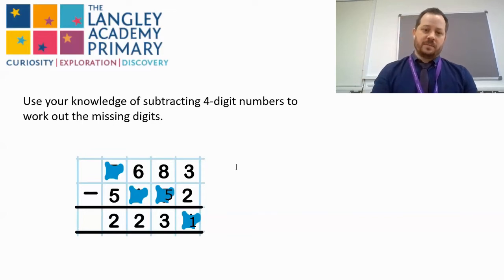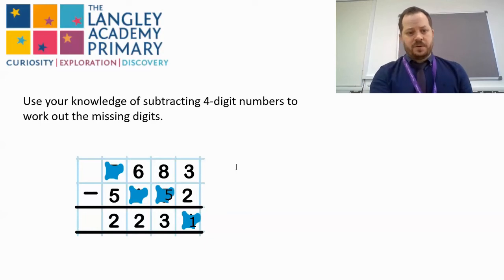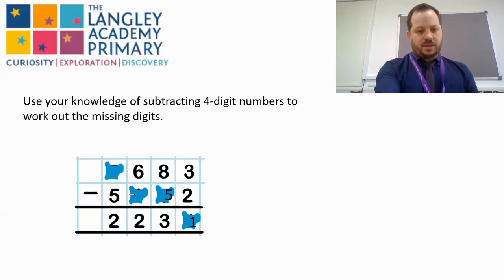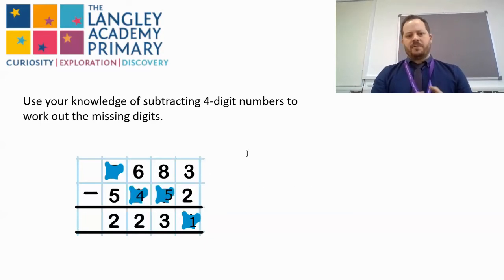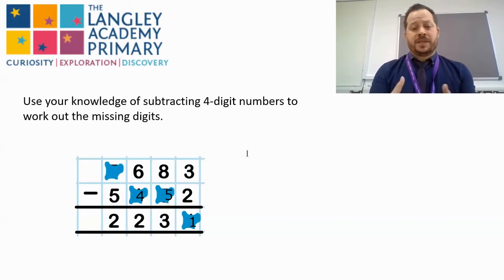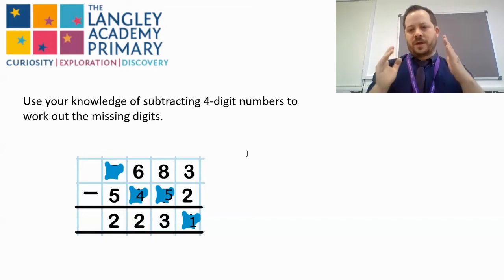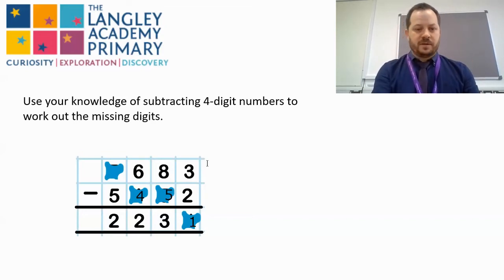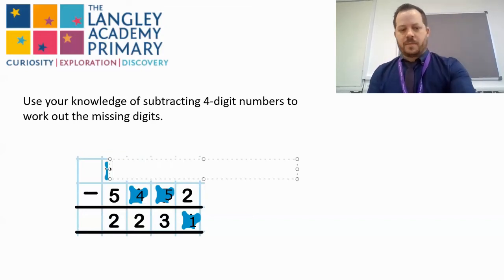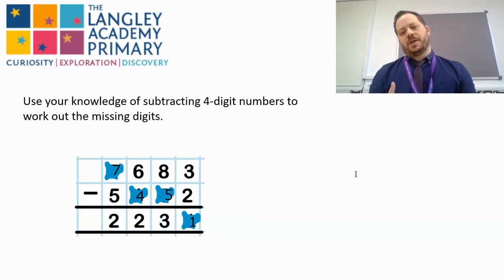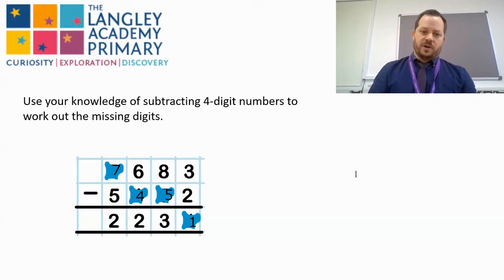Then I can do the same for the hundreds column. 6 minus what equals 2, and what we'll be taking away is 4. And finally, I'm taking away 5, and I'm left with 2. So the number I'm taking away must be 2 more than 5. The number that's 2 more than 5 is 7. So the sum that we were trying to do is 7,683 minus 5,452.